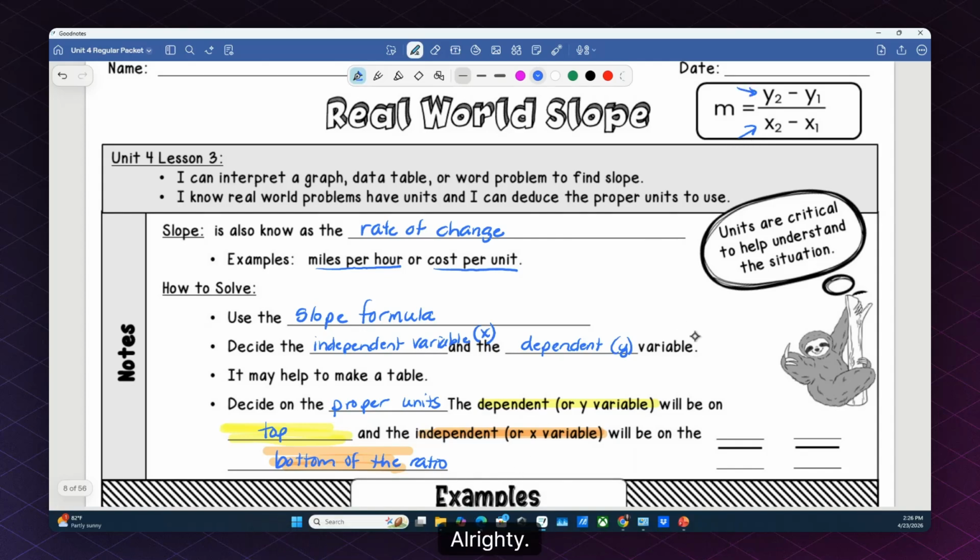Alrighty, so let's write down the thing that's over here in this blank. We're going to have y units on top over an x unit. This is supposed to be a fraction bar. It looks a little confusing, but we have a y unit over an x unit. An example of that would be miles per hour.